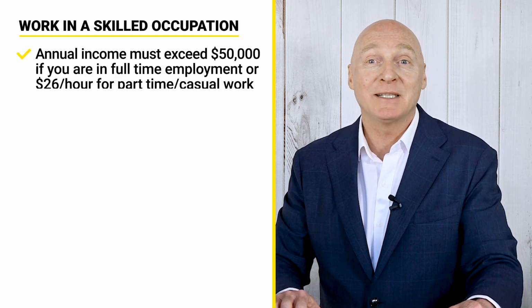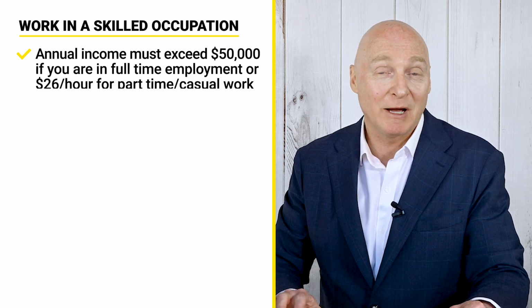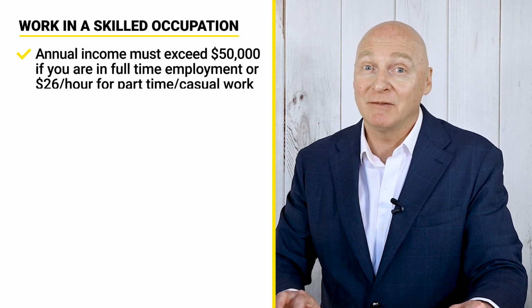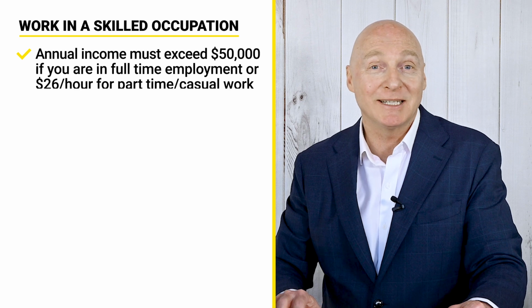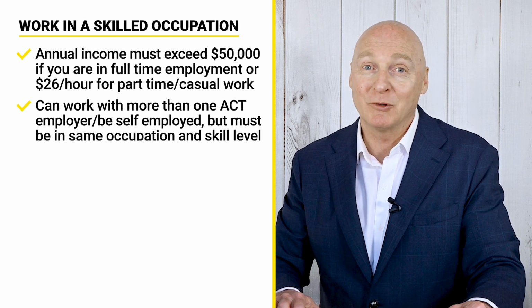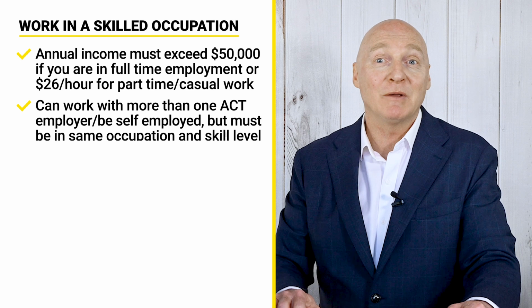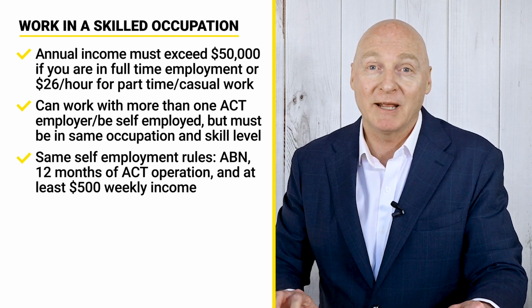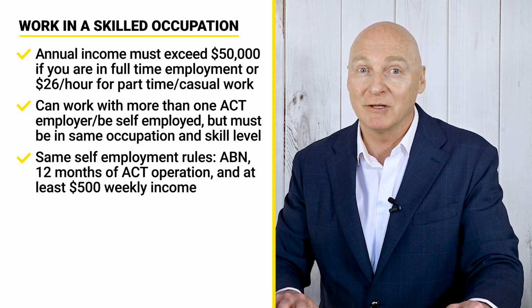Your annual income must exceed $50,000 if you are employed full-time. Alternatively, you need to be earning at least $26 per hour for part-time or casual employment. If you're self-employed, the same rule applies of operating a business for 12 months of $500 a week.